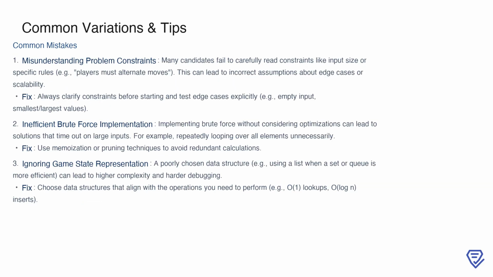One common mistake when solving problems like this is misunderstanding the problem constraints. This often happens when candidates overlook details such as the input size or specific rules, like players being required to alternate moves. These details are critical because missing them can lead to incorrect assumptions about how edge cases or scalability should be handled. To address this, it's important to carefully clarify all constraints before starting your solution and then explicitly test your implementation on edge cases, such as an empty input or the smallest and largest possible values.